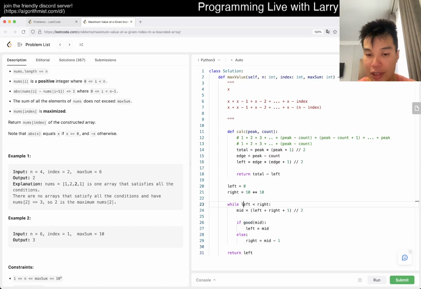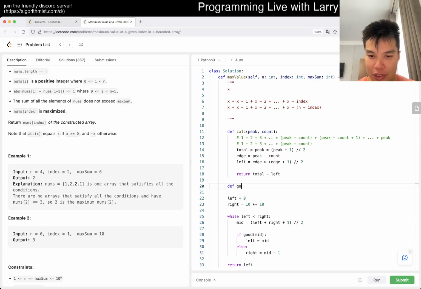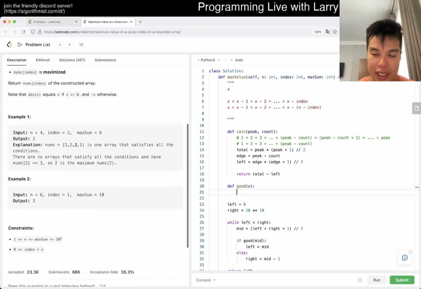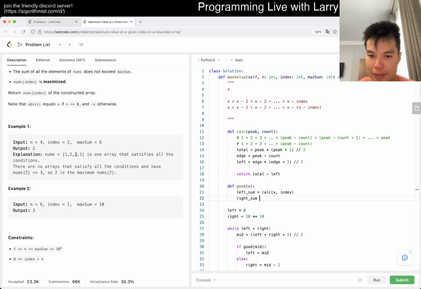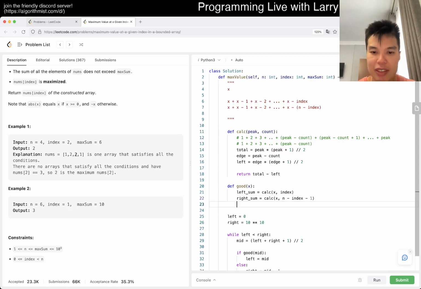We didn't define this function yet. So good of x. So what is x, right? Like we said, it's going to be calc of the peak. So we want to say the left side. Let's say left sum is equal to the calculate of this, and then count is just index, right? Because if index is 2, then there are 2 numbers to the left. And then we also do the thing to the right, where if the index is 2, then there's only 1 number to the right, so it's n minus index minus 1.